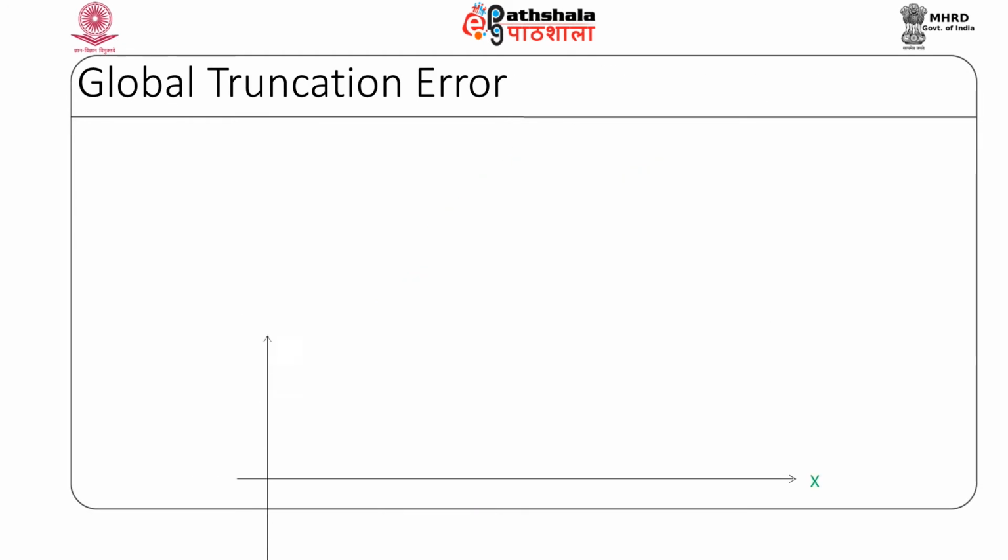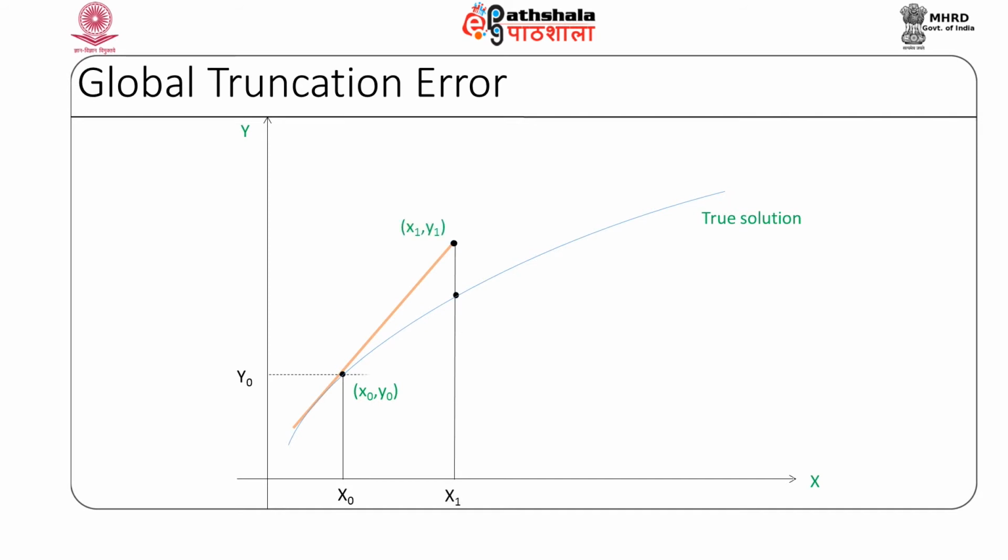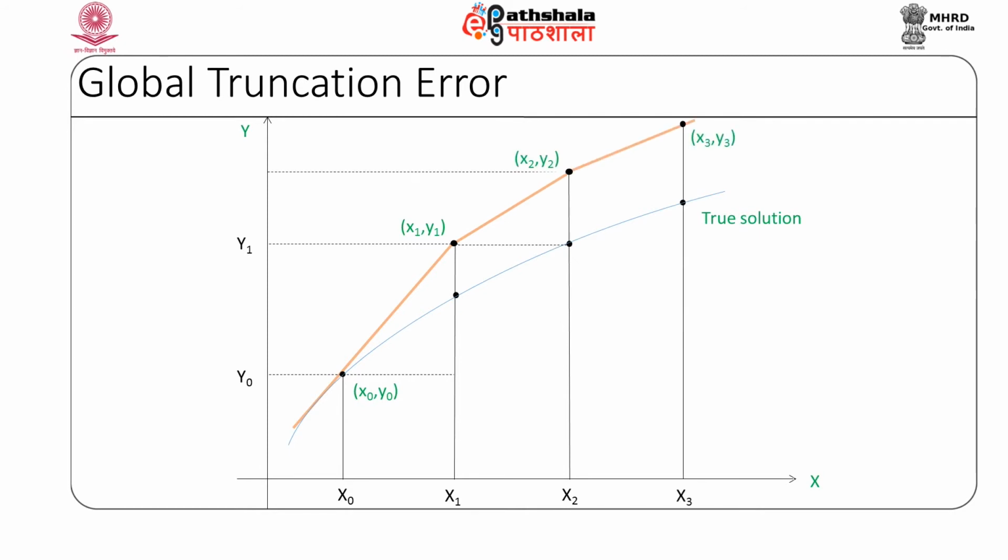Now in the case of a differential equation, when we proceed ahead, the x1 estimate contains the error. So y1 has the error. When we estimate y2 from y1, that error gets compounded. When we estimate y3, the errors in y0 and y1 will get compounded. So this is what happens.